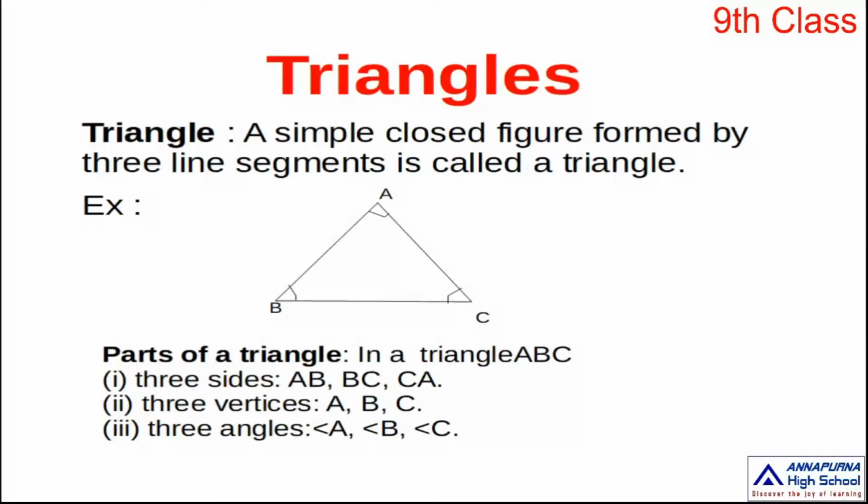Next, how many angles in a triangle ABC? There are three angles: angle A, angle B, angle C.